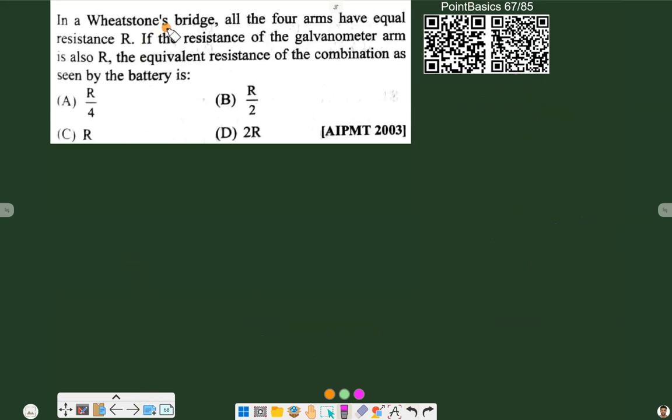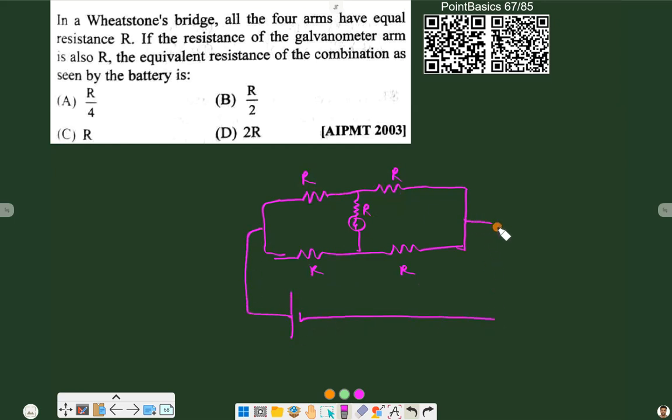In a Wheatstone bridge, all the 4 arms have equal resistance R. If the resistance of the galvanometer arm is also R, find the equivalent resistance of the combination as seen by the battery. So again, all 4 arms have equal resistance R. So R, R, R, R, and we have a galvanometer here of resistance R. And we have a battery connected.